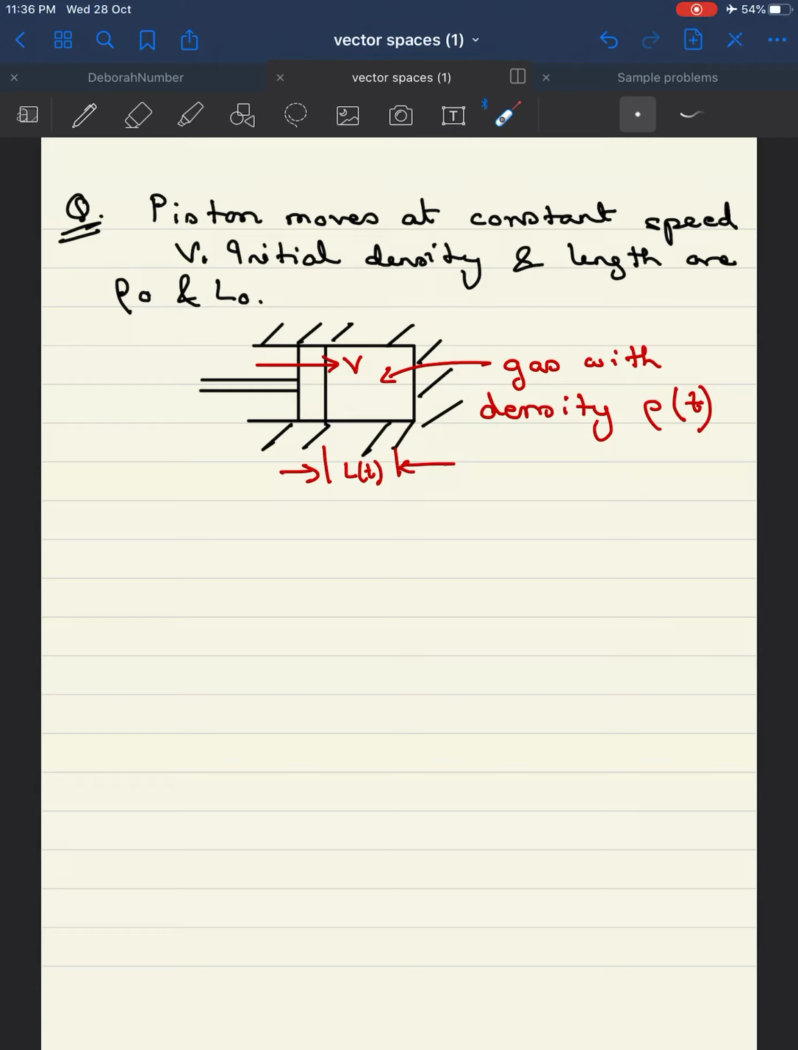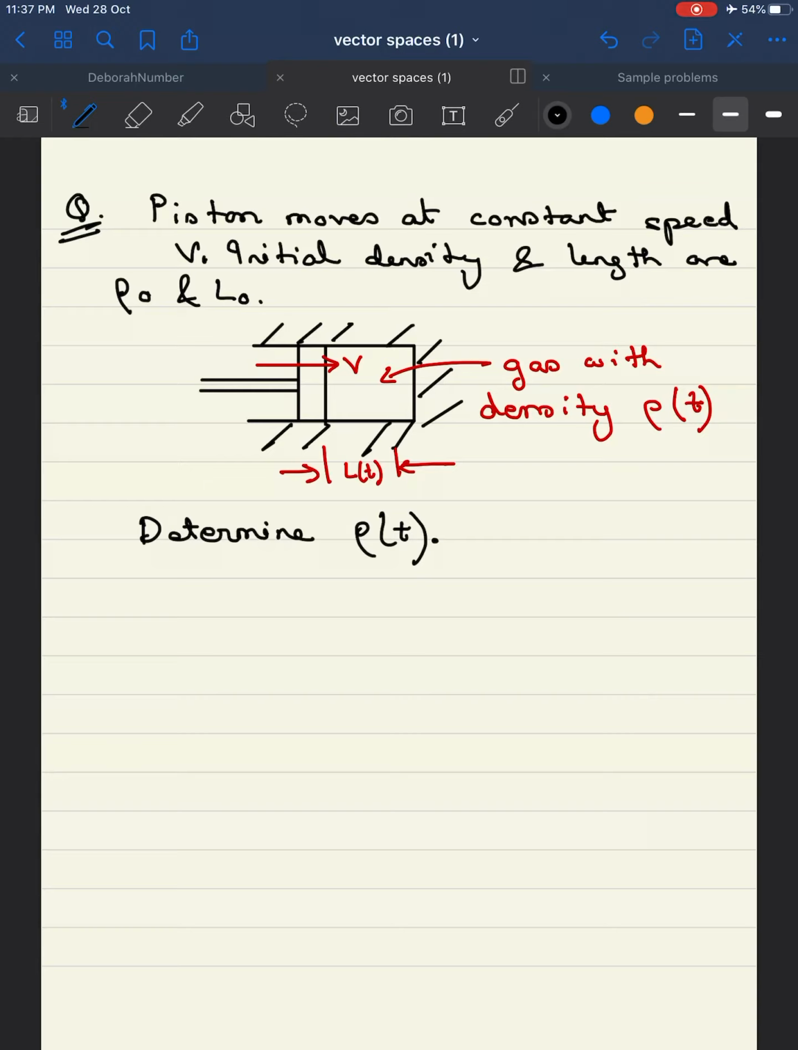So the gas adjacent to the piston has to move at a velocity v, of course, but the gas molecules at the wall don't have to move at all. So there is going to be a velocity profile inside the gas itself. So the question for you is, if the gas density varies only with time, determine rho(t). Okay, so you guys give it a shot and I will work this problem out in the next class.